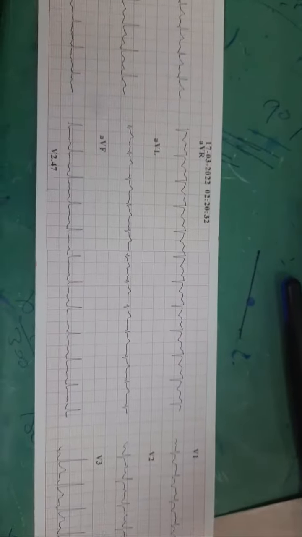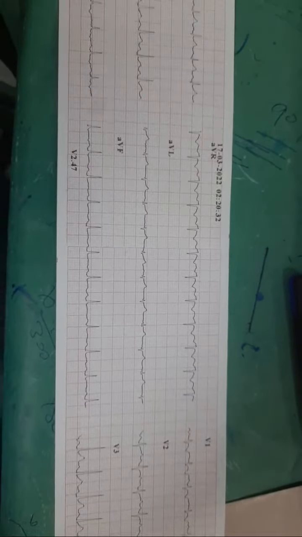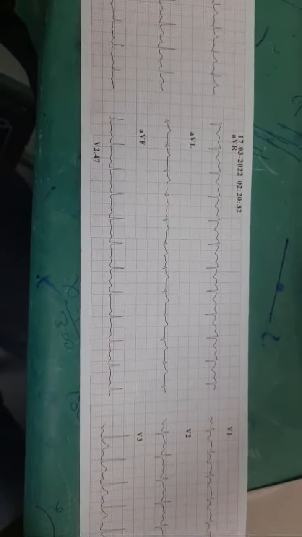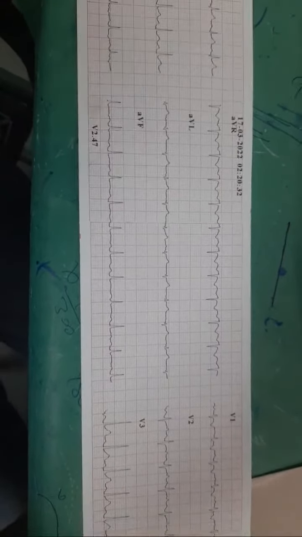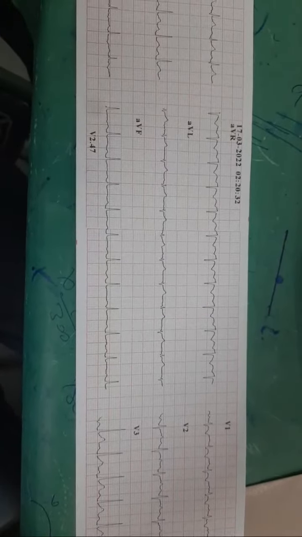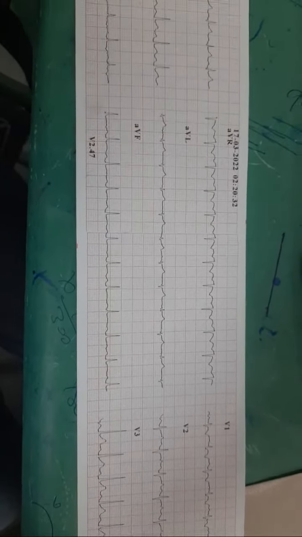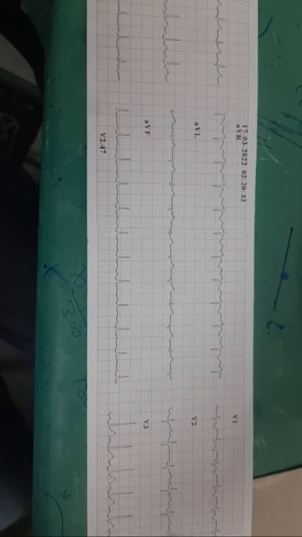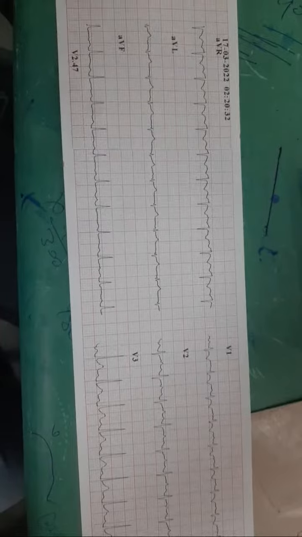Presented with palpitation, I'm presenting the case of sinus tachycardia, and I will be explaining you first in English and then in Hindi. In very brief, I will explain the ECG, how to identify, patient presentation, causes, and the treatment. So please watch from beginning to last for full understanding.